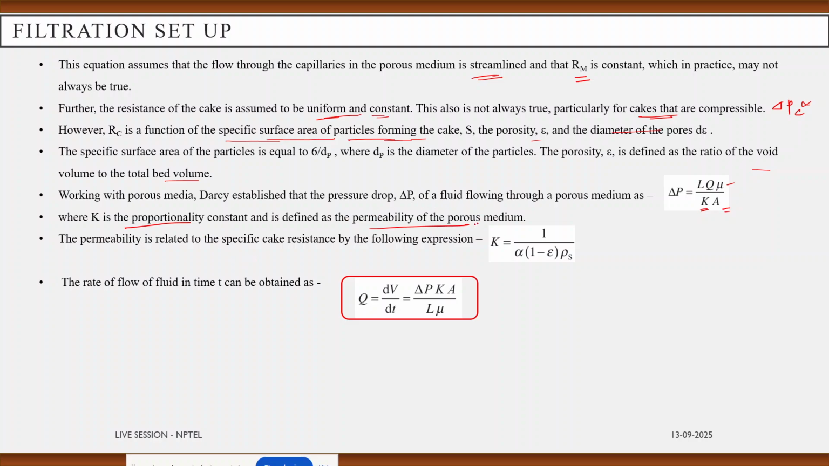So ultimately, when you substitute these equations in the equation in the previous slide, you will get a simplified form where the fluid flow Q equals dV by dt, that is ΔP times K, the permeability proportionality constant. A is the area, L is the length of the filtered bed, and mu is the viscosity of the filtrate. So these two equations are very important for filtration.